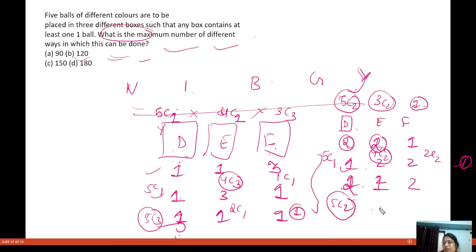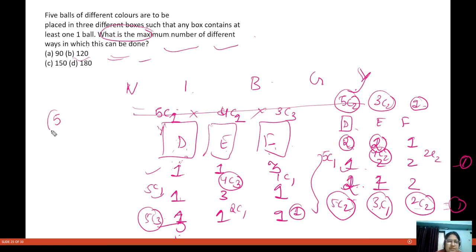This can be done in 5C2 ways. This can be done in 3C1 way, and this can be done in 2C2 way. So basically you can do this only in one way. So you have this as 5C2, 3C1, and this is 2C2. Fine. Now this is D.